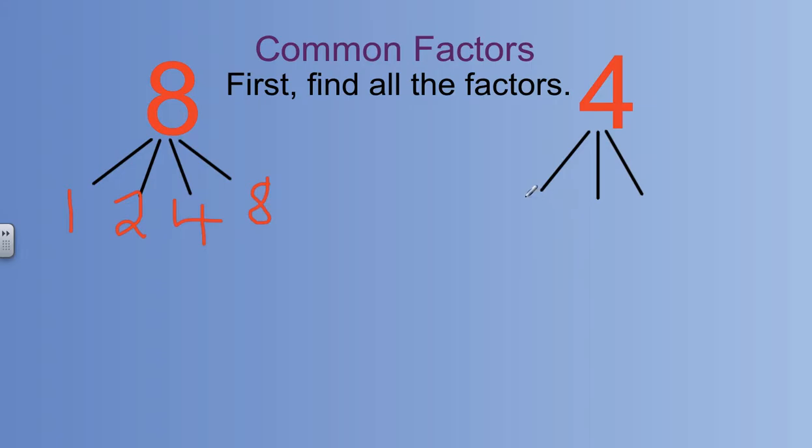For 4, we have 1 as a factor, and 4 as a factor. Then we go up one more number, and it's 2, and that must be it because there's only 3 lines.